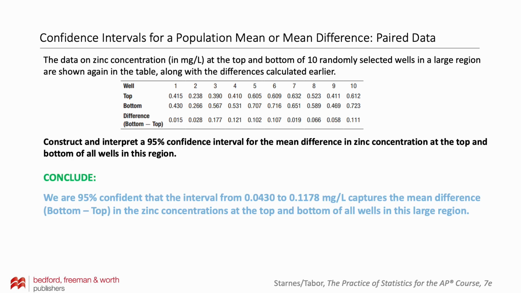Now we're going to go ahead and conclude. We're 95% confident that the interval from 0.0430 to 0.1178 milligrams per liter captures the mean difference, bottom minus top, in the zinc concentration at the top and bottom of all wells in this large region.